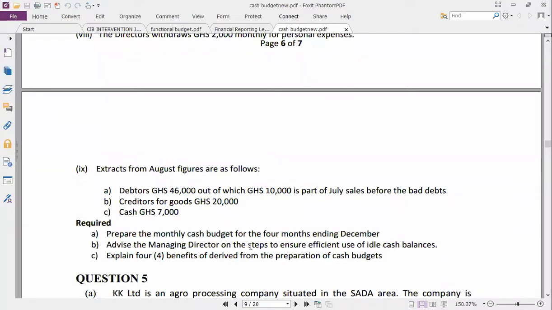Advise the managing director on the steps to ensure efficient use of idle cash balances. They could invest them. They can also pay a dividend. Then explain 4 benefits derived from the preparation of cash budget.